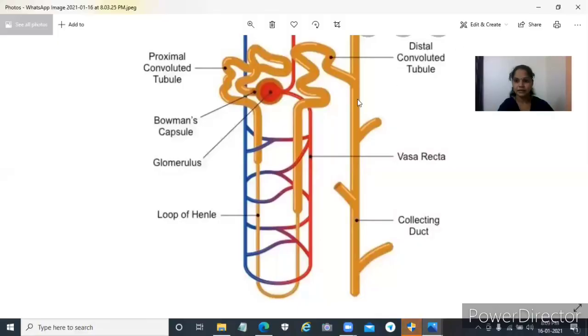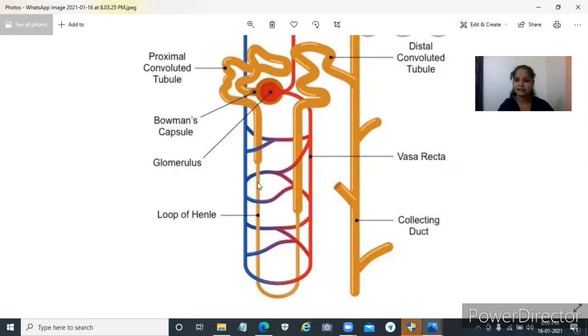Next point is loop of Henle. Look at this. It's a loop of Henle. Loop of Henle is a U-shaped structure. It consists of two limbs. It's a descending limb, खाली जाणारा. दुसरा आहे ascending limb, वरच्या बाजूने येणारा. It's a U-shaped tube, descending limb and the ascending limb.